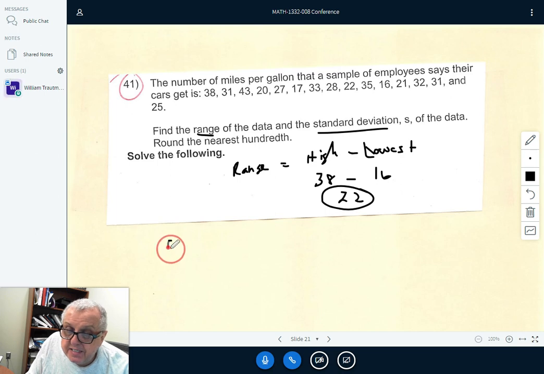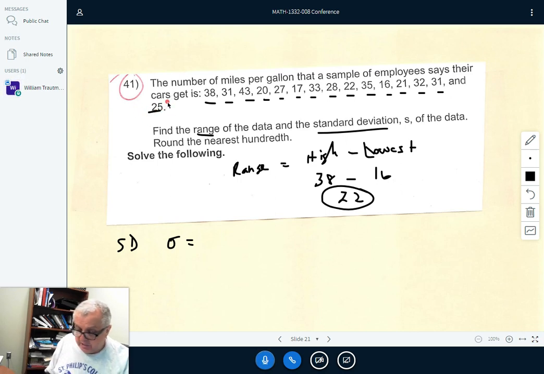Now we need to find the standard deviation. I'm going to put SD, the standard deviation. This is the symbol. In order to find this, you have to put all of this into list 1. So let's put all of these numbers into list 1.